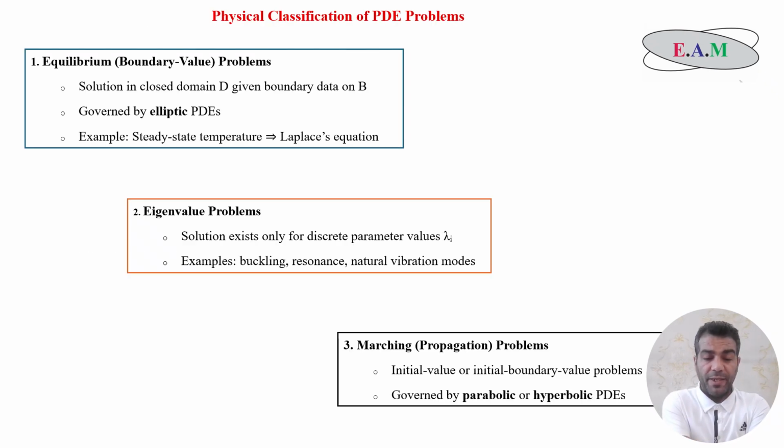Equilibrium problems depend on every boundary point. For instance, the Laplace equation in a square with a fixed boundary temperature gives you a steady heat distribution everywhere inside the domain. Eigenvalue problems have the twist that solutions only exist for special constants lambda. And marching problems, like unsteady heat conduction or wave propagation, require stepping forward in time from initial data.